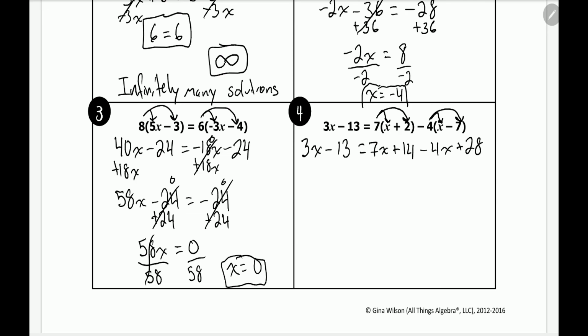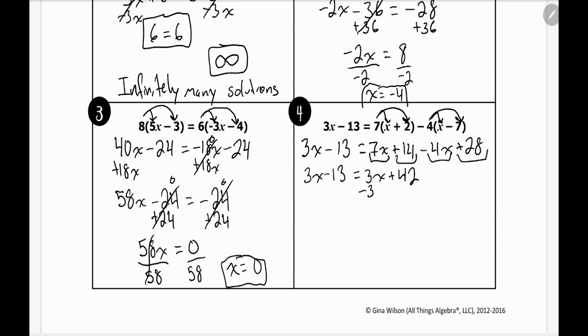Now we have to combine like terms. 3x minus 13 doesn't combine with anything. We have that 7x and negative 4x. 7x minus 4x is going to be 3x. And then we have 14 and 28. So 14 plus 28 is going to be 42. So plus 42. Next step, we move the variables to one side.